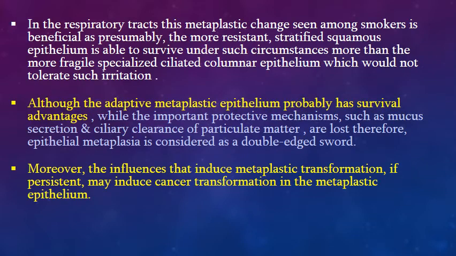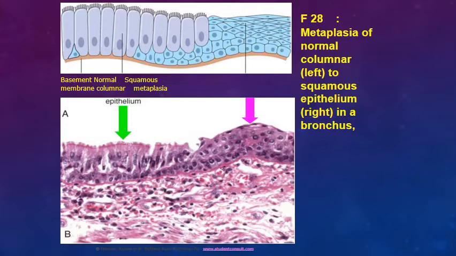Metaplasia of the normal columnar epithelium. Look here, this is a normal columnar epithelium. This is the basement membrane. Look at this illustration: normal basement membrane. This is a normal, beautiful columnar epithelium, ciliated. Look at the cilia.